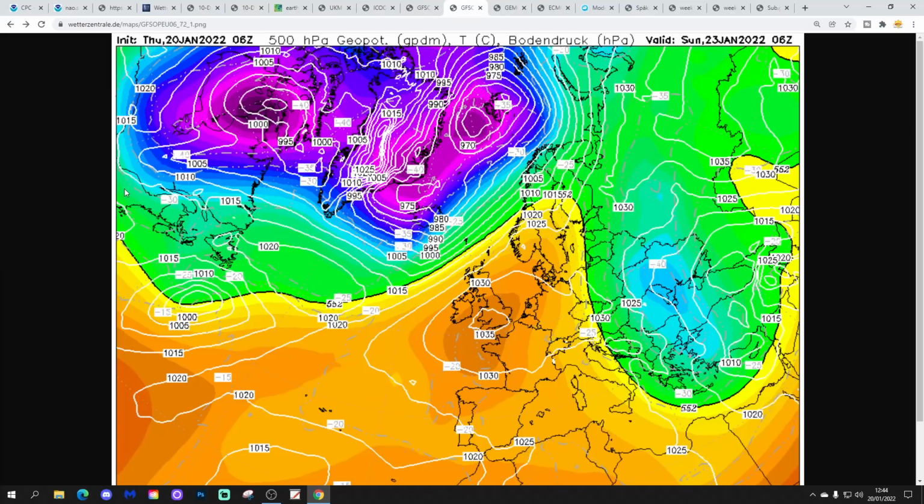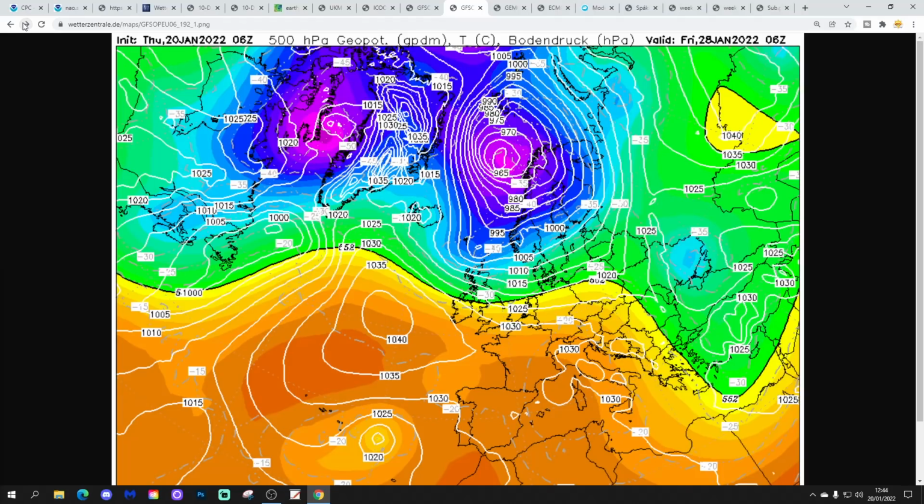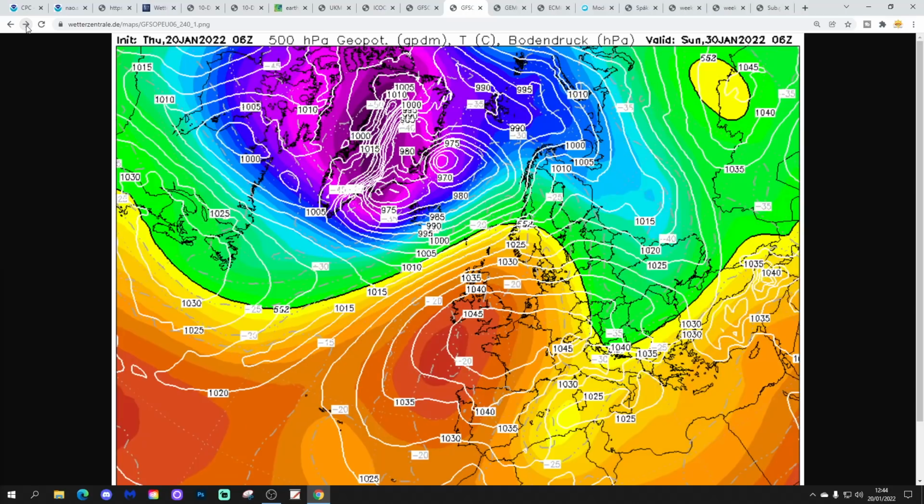The GFS 6Z, again with high pressure gradually being eroded, but it takes a while. Even by Friday next week, there's still quite a bit of high pressure in the south and southwest. Meanwhile, in the north, it is turning a little bit colder and more unsettled with a northwesterly. And then day 10, looking at high pressure back in again across England and Wales anyway, bringing mostly dry weather there. And even in the north, relatively high-ish pressure, and very mild with that as well.